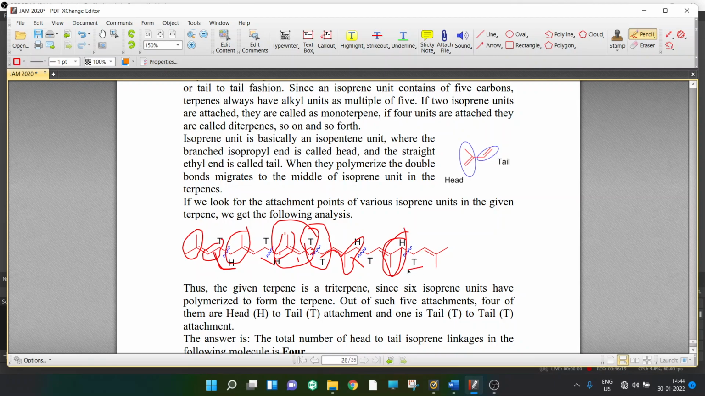So the total number of head to tail, let us count. Head to tail is 1, 2, 3 and 4. So the answer is 4.